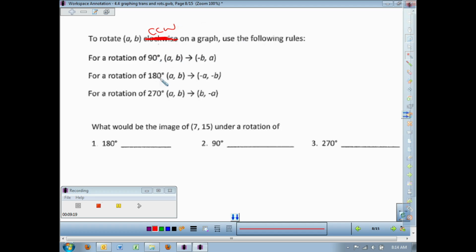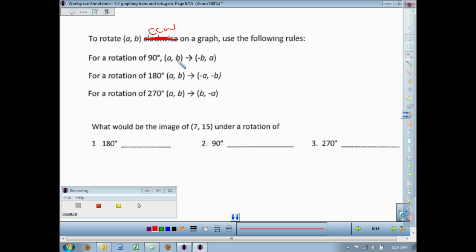We're only going to rotate three ways. We're going to rotate either 90 degrees, 180 degrees, or 270 degrees. 90 degrees is a quarter turn, 180 degrees is a half turn, 270 degrees is 3/4 of a turn. So here are our rules. It gets kind of confusing to do these rules, so here's what I want us to do.